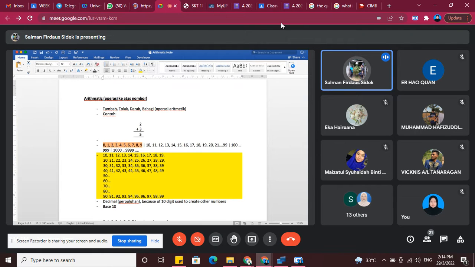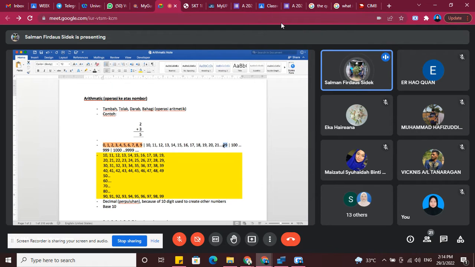So in decimal, we have 10 digits, starting from 0 to 9. After 9, the sequence continues by pairing the digits, starting with 1 and 0, 1 and 1, 1 and 2, 1 and 3, until 1 and 9, then 2 and 0, 2 and 1, 2 and 2, until all digits are used to create the number. So the last number for 2 digits is 99. So this is the sequence. Nombor ni memang dah standard.